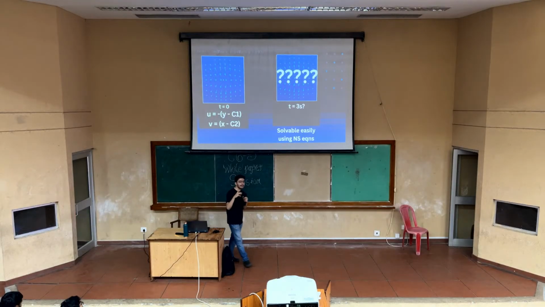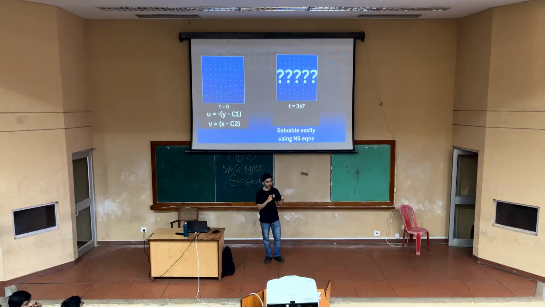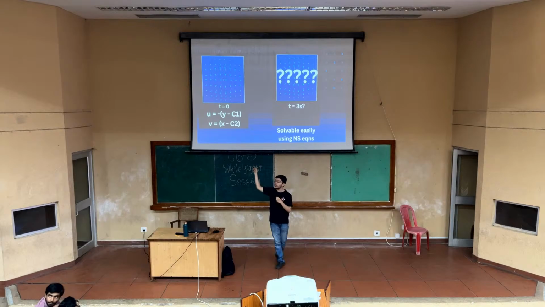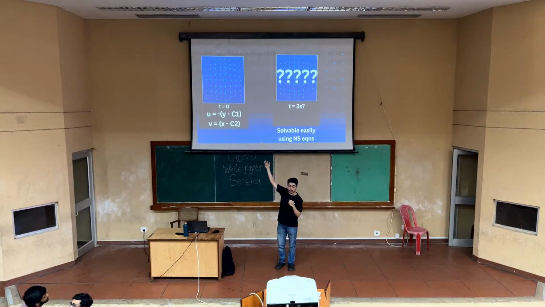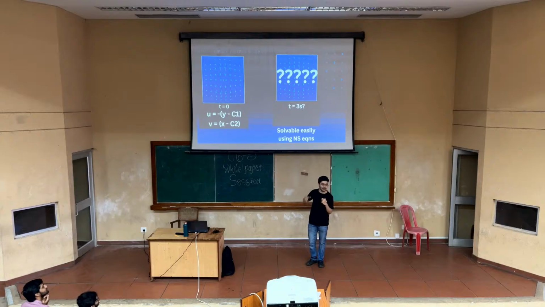So let's start with a practical example. Suppose I give you a square in which there is water or any other fluid, and I give you the velocity of water at each point at t equal to 0. Suppose u is the horizontal velocity and v is the vertical velocity. So suppose this is the initial velocity field at t equal to 0, and I ask you what the velocity would look like at t equal to, say, 3 seconds or 4 seconds or whatever. How would you solve it?